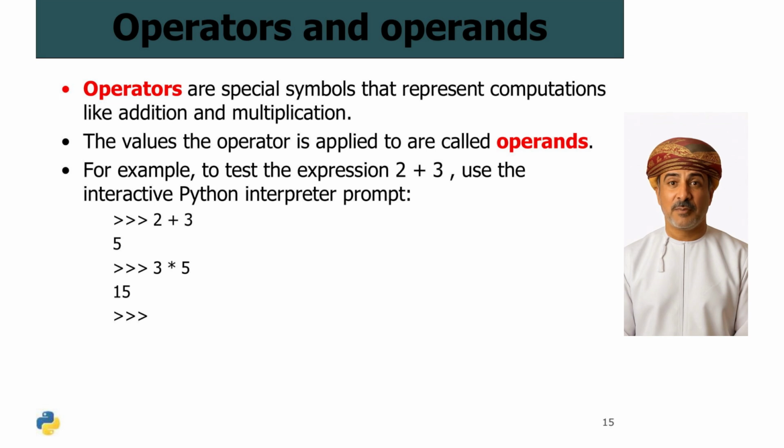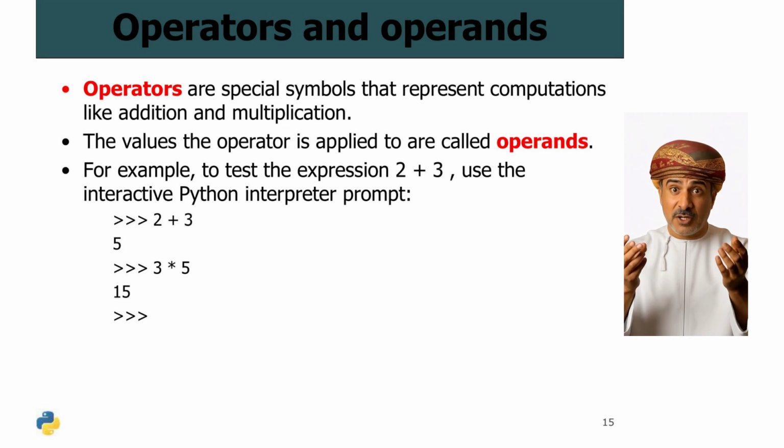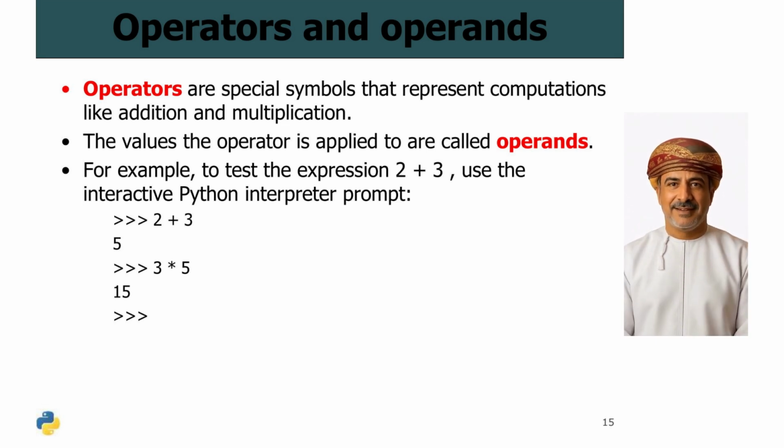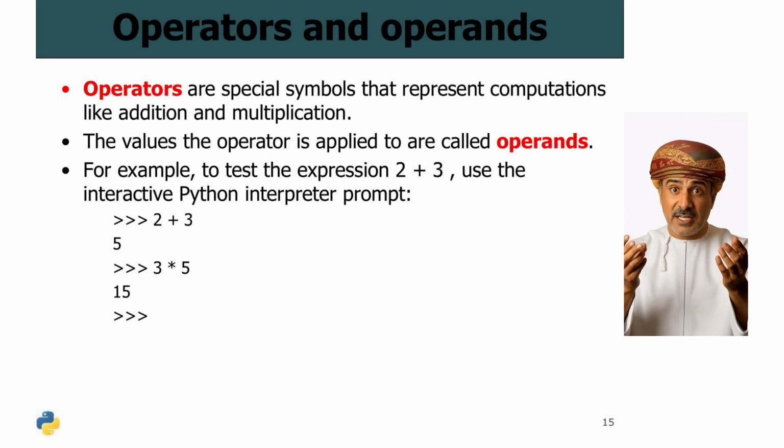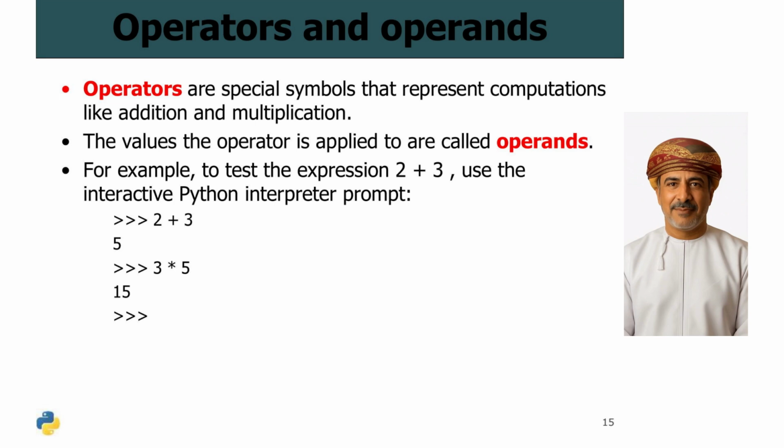Operators are symbols representing computations such as addition and multiplication. Operands are the values these operators act upon. For instance, in Python, the expression 2 + 3 results in 5, and 3 * 5 yields 15. These operations are fundamental in programming, enabling complex calculations and data manipulation.